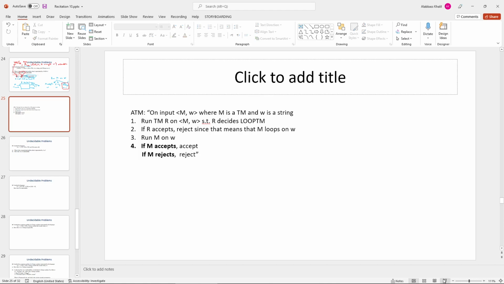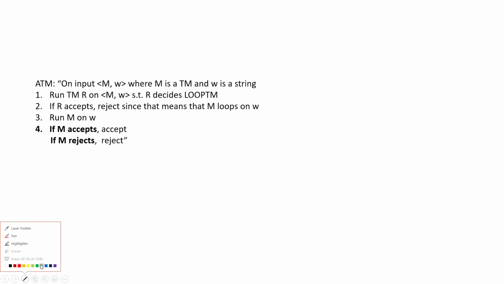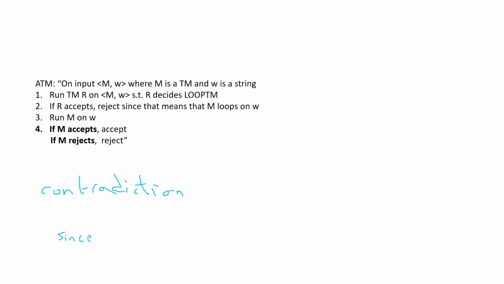And here lies the problem. So here is the contradiction part. Why? Think about it. We just made a machine that will be able to decide the language ATM. Maybe I actually should have kept it X. Since X decides ATM, and we know that ATM is undecidable.